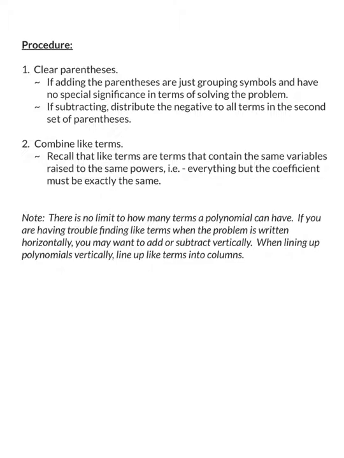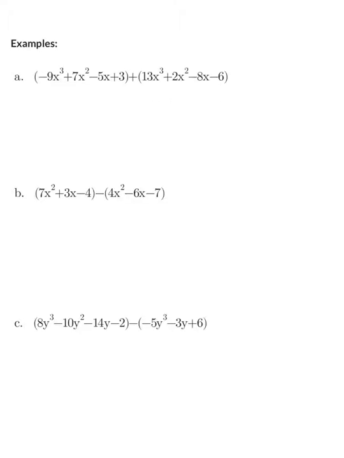Now, one thing to note, there is no limit to how many terms a polynomial can have. If you are having trouble finding like terms when the problem is written horizontally from side to side, you may want to add or subtract vertically. When lining up polynomials vertically, make sure that you line up your like terms into columns. We'll see an example of this when we get into some of the more challenging examples. But let's go ahead and look at some examples now.